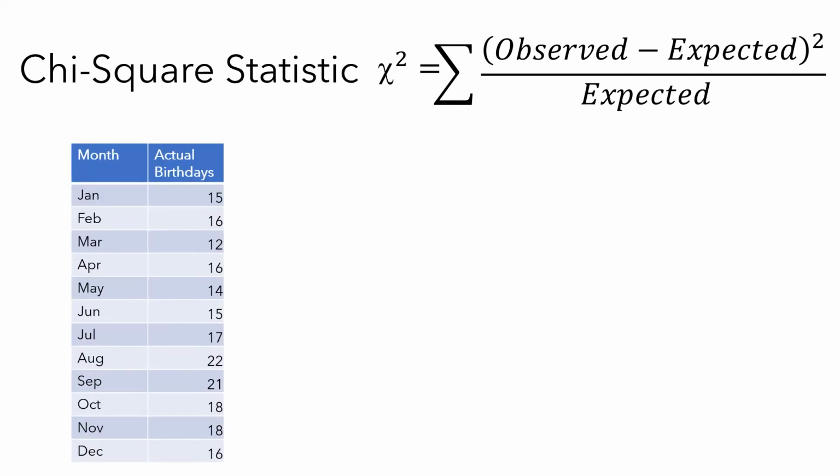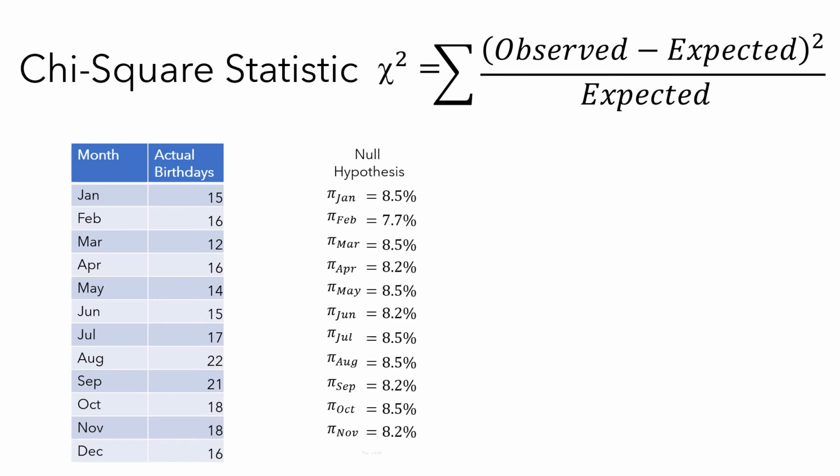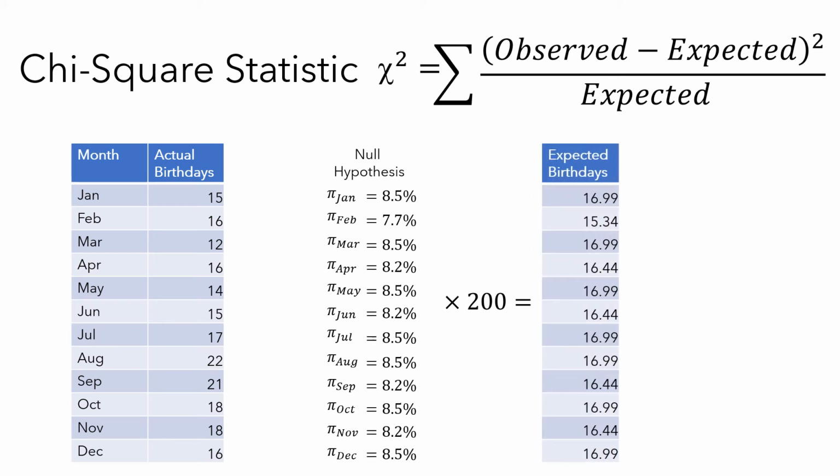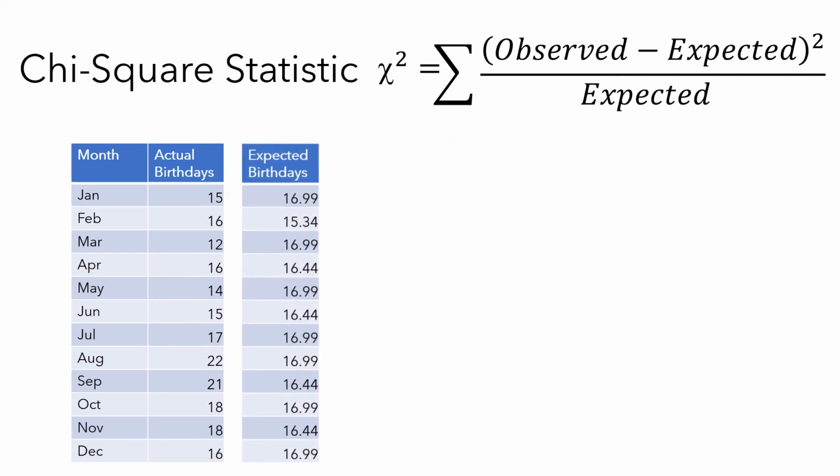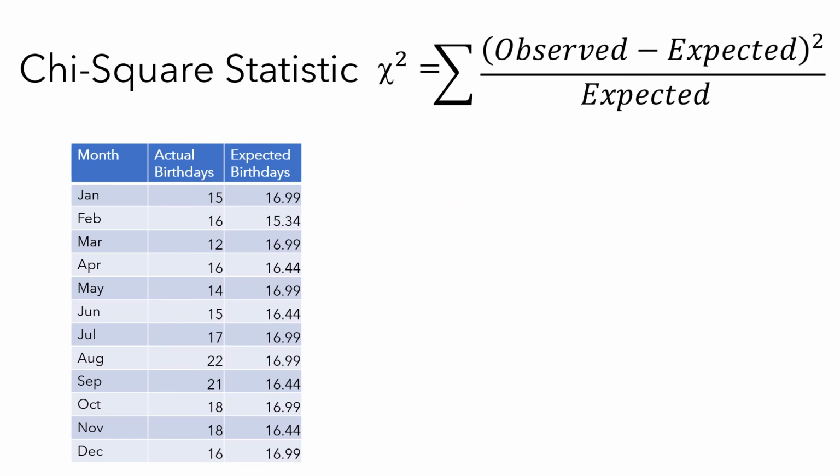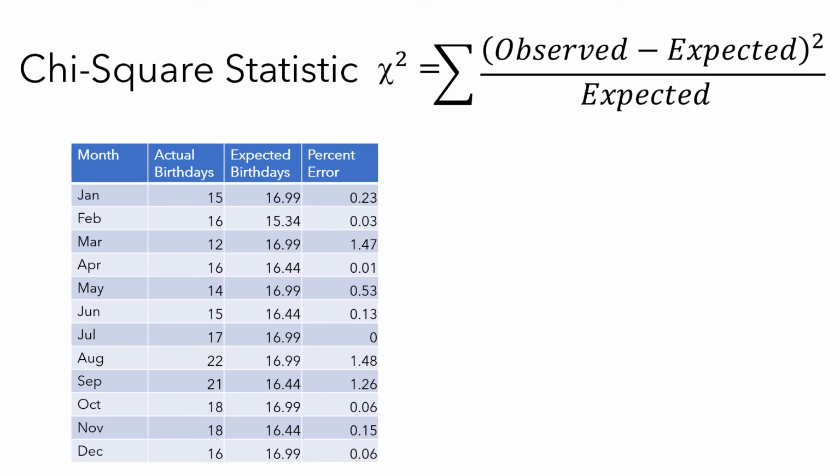We'll start by looking at our original data. Then we think about our null hypothesis with the percentages we'd expect to get for each month if the numbers were proportional to the length of the month. And when we multiply each of these by the total number of participants, we get the expected number of birthdays in each month. Then we'll use the formula for percent error to compute the percent error for each month. And finally, we'll add up each of these percent errors to get 5.41.